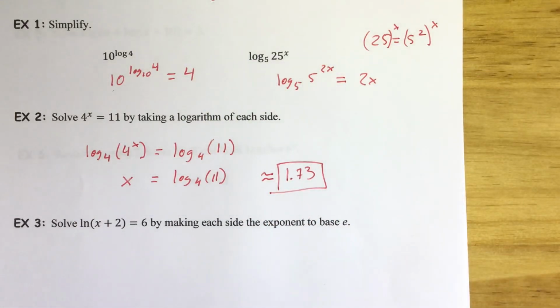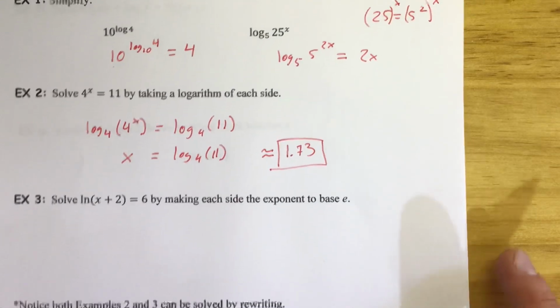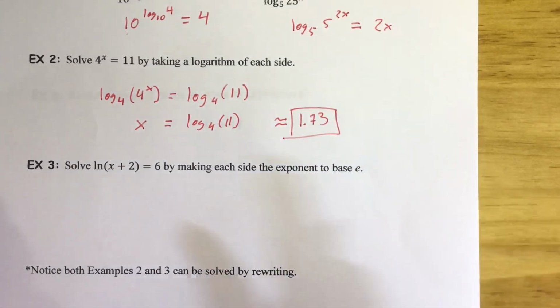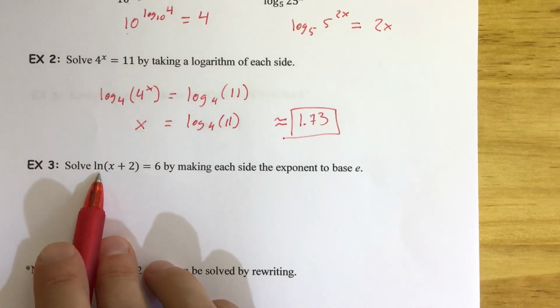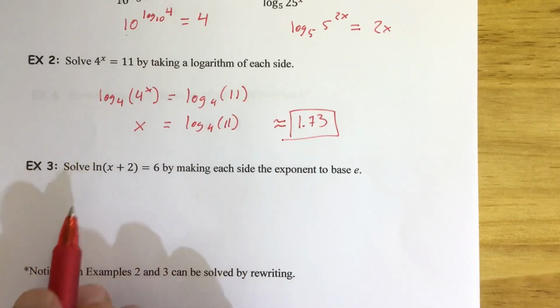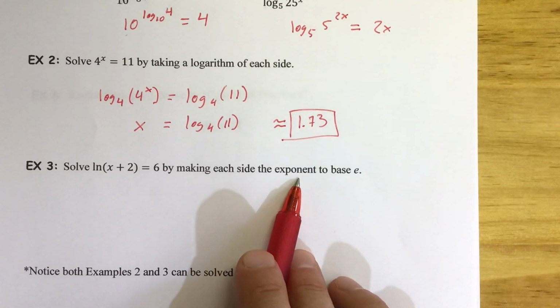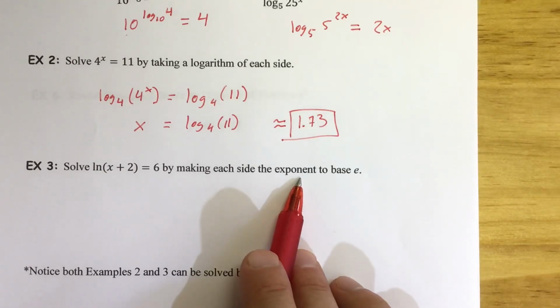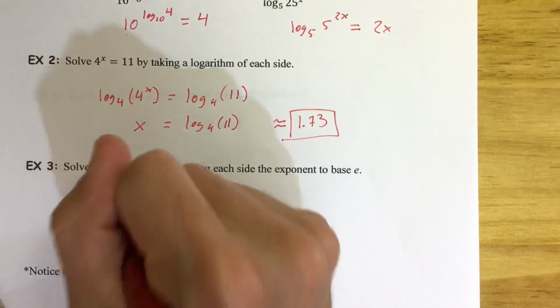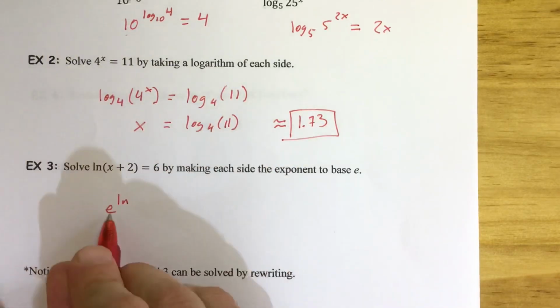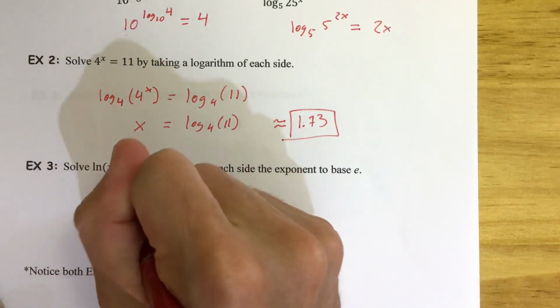Exponentials and logarithms are inverses of each other. So if you need help solving an exponential, use a logarithm to do it. All right, example 3. This is a logarithm. This is the natural log, which is base e. So if you were just to create exponentials out of these things by using a base of e, you can cancel out stuff. So we're going to do e as a base and make all that the exponent.